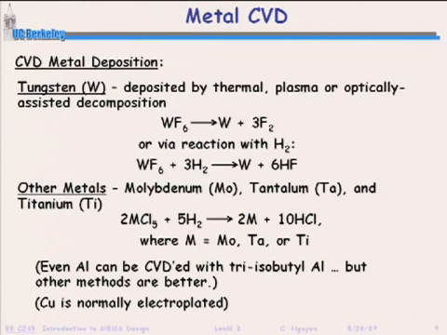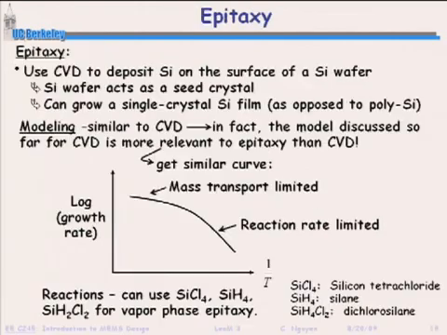All right, so now epitaxy, going back to silicon. This is what you can use to deposit on a silicon wafer. If you start with a single crystal silicon surface, you can continue to deposit single crystal silicon over that surface using a CVD process basically, called epitaxy. The difference here is there are different temperatures and different purities required, but not that different from CVD.